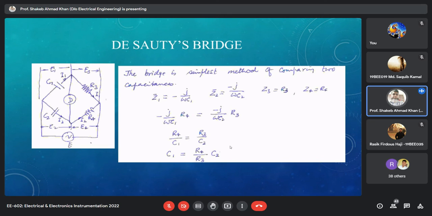So this bridge is good when your capacitor is a lossless capacitor, means your balance is obtained. If it is lossy capacitance, you won't be able to balance it. So sir, this lossy will be defined in which terms, sir?